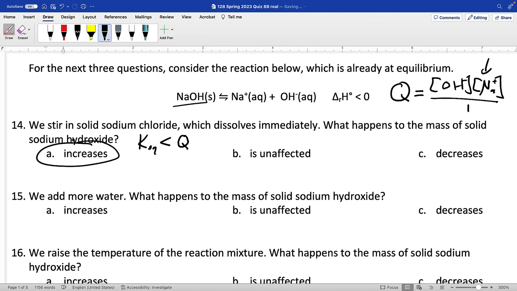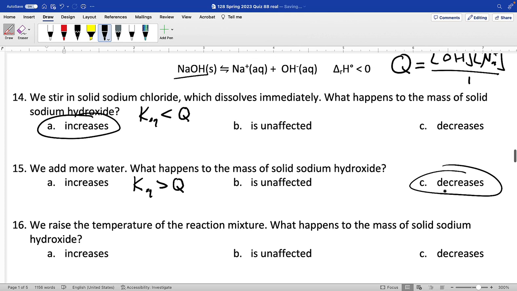If we start off at equilibrium and we add more water, both concentrations are going to go down. Well, if both concentrations go down, that's going to make Q smaller. So K equilibrium is going to be greater than Q, and the reaction is going to react to the right. We're going to get rid of reactants and make products. So the mass of solid sodium hydroxide is going to decrease.